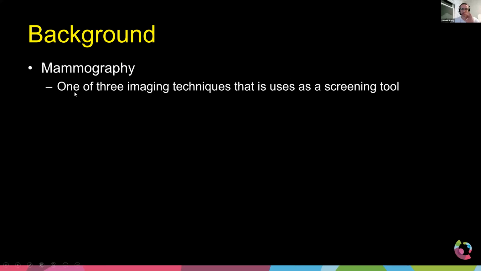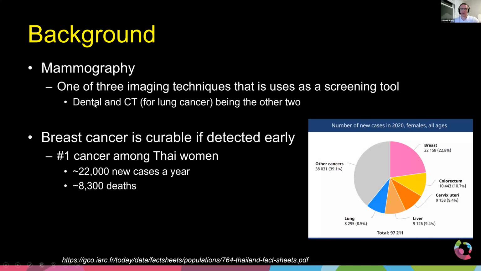It is one of three imaging techniques that we use as a screening tool. Obviously, dental is the other one. We go in and get our dental x-rays every year. And more recently, we started doing CT scan screening for lung cancer. But mammography and dental are the most common, and pretty much everyone gets a mammogram, especially women after a certain age.